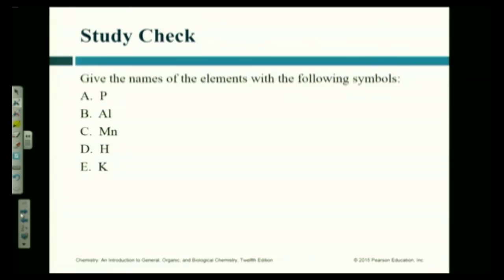Right, ready? P stands for? Phosphorus. Al is? Aluminum. Mn? Manganese. Manganese, right? H? Hydrogen. K is potassium. We already talked about that.